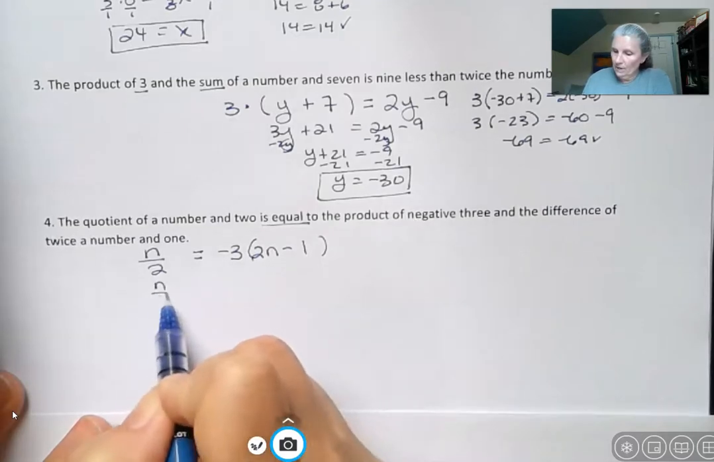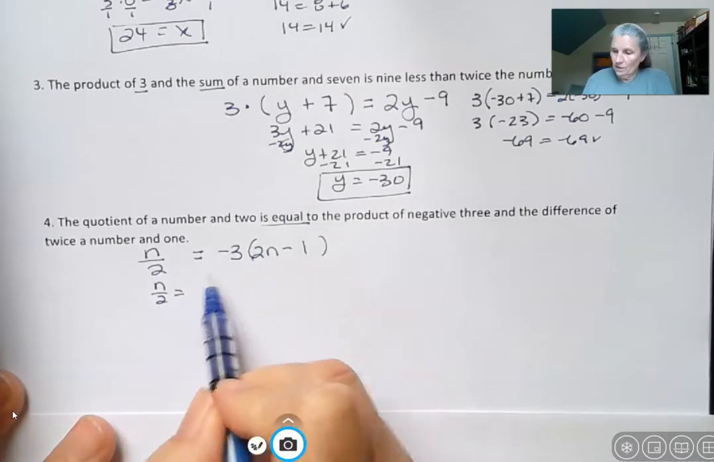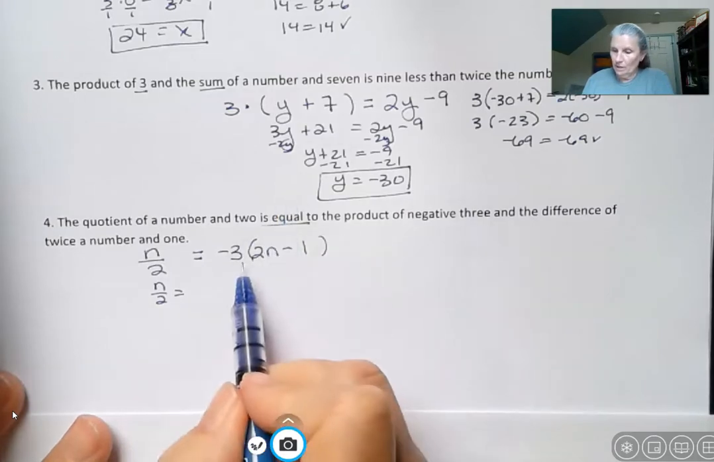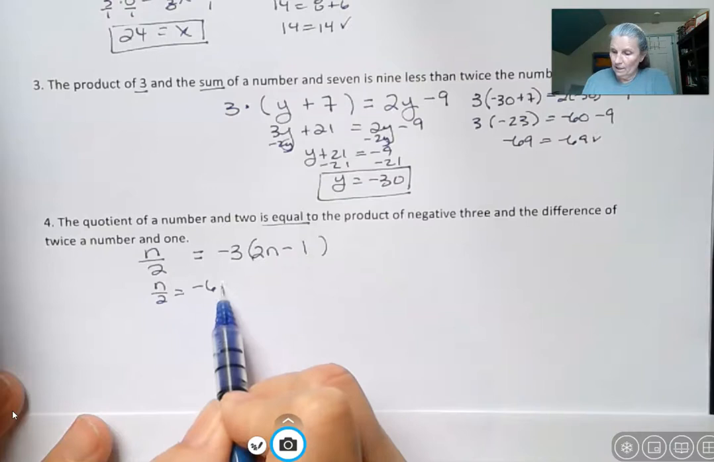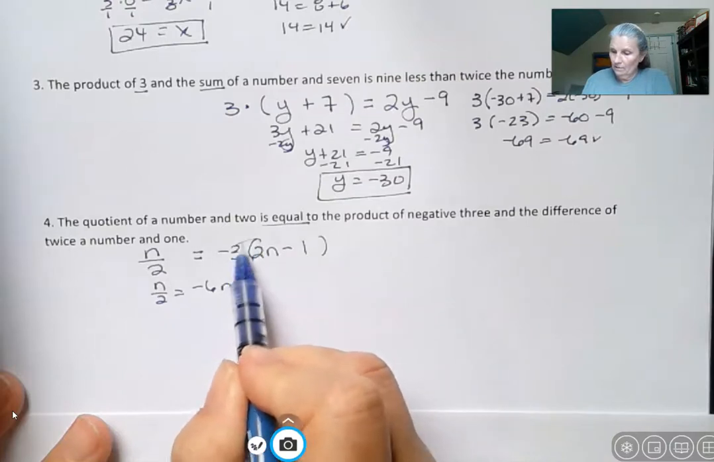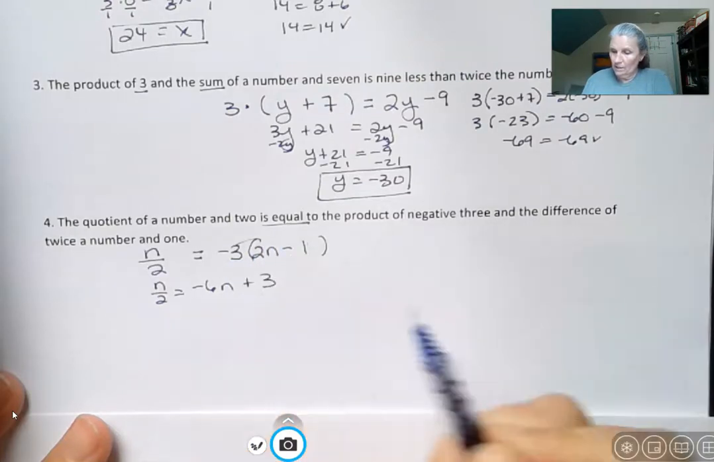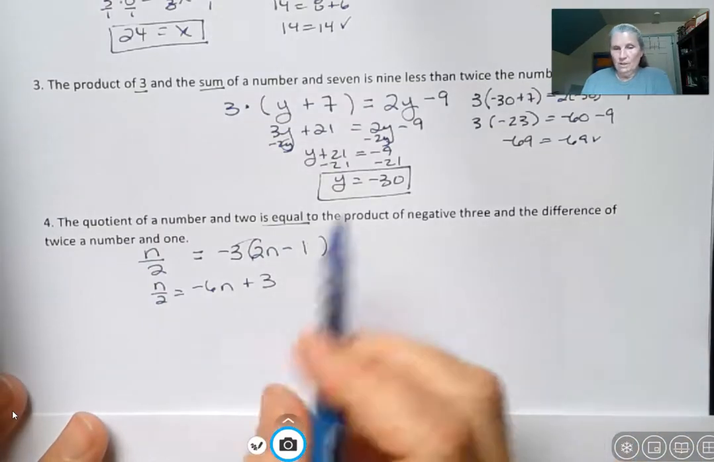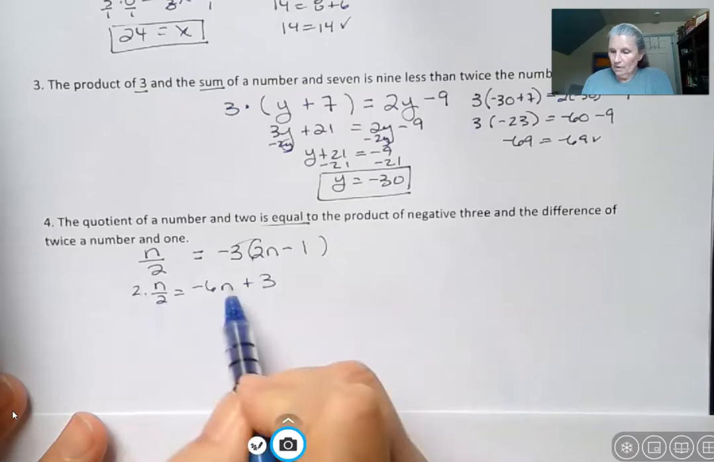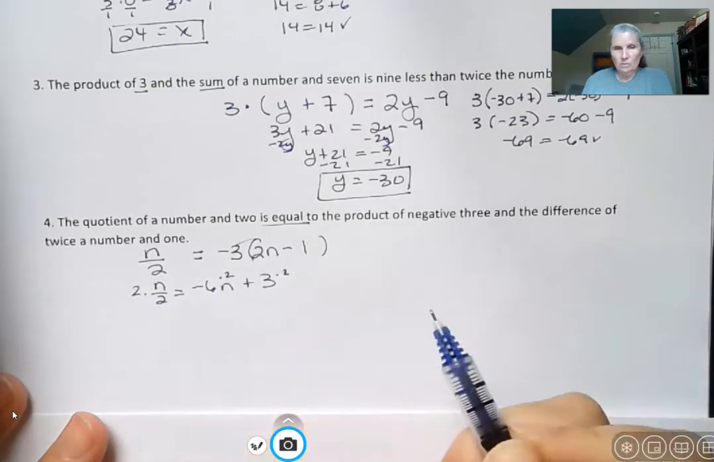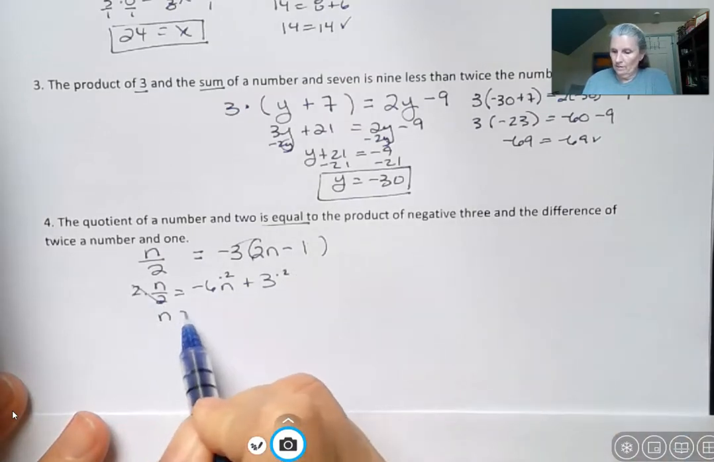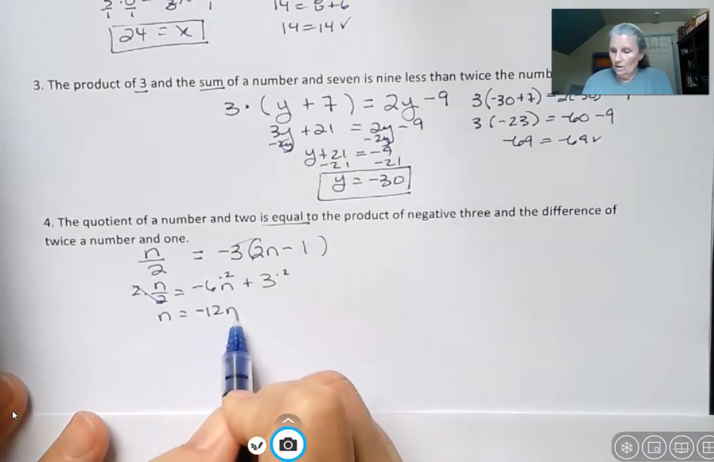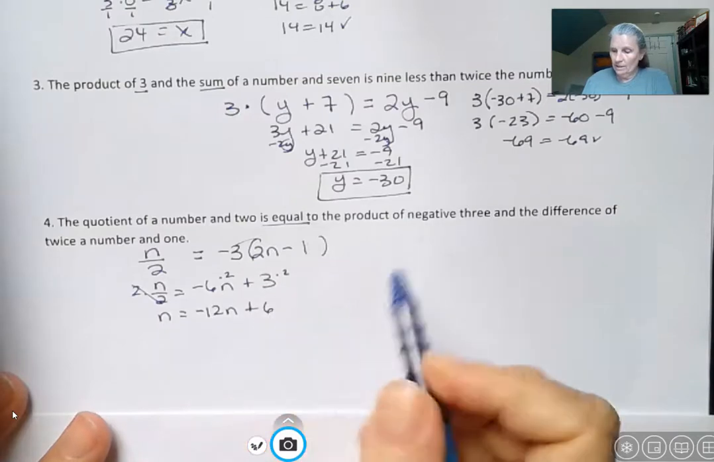So now I have n over 2. You can get rid of your fraction in that first step or not. I'm going to leave it in for now. -3 times 2n is -6n, and then -3 times -1 is +3. And then I'm going to go ahead and multiply everything by 2. I have 3 different terms here, so I have to multiply everything by 2. I just want to get rid of the 2 over there. So I have n equals -6 times 2 is -12, and 3 times 2 is 6.